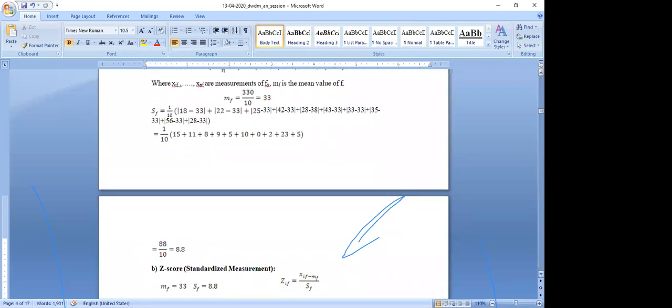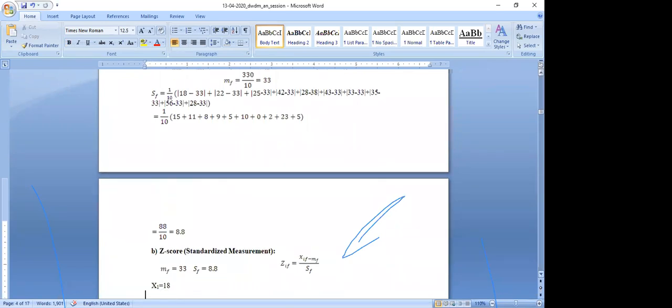That is 88 by 10. So 8.8 is your answer. I hope all of you have understood the mean absolute deviation. Next, I'll go for the z-score normalization. Here we have been given the mean and the standard deviation. The mean is 33 and the standard deviation is 0.8.